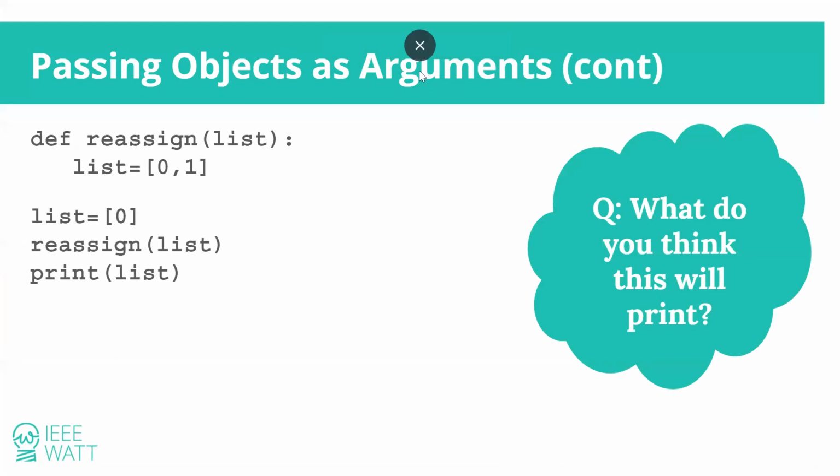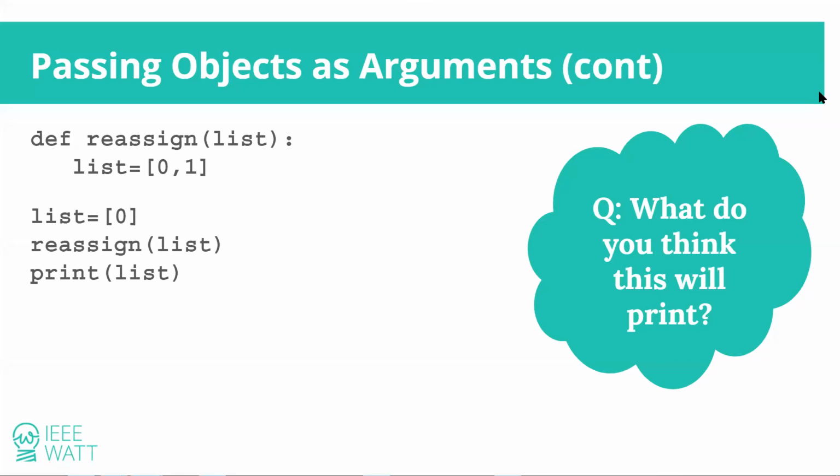Yeah, that's correct. Because when we pass list in the function, it changes list's value outside the function. Oh wait, sorry, that's not correct. That is not correct. Wait, it's not? It's not correct. No, because Python, yeah, so it is going to print just 0.